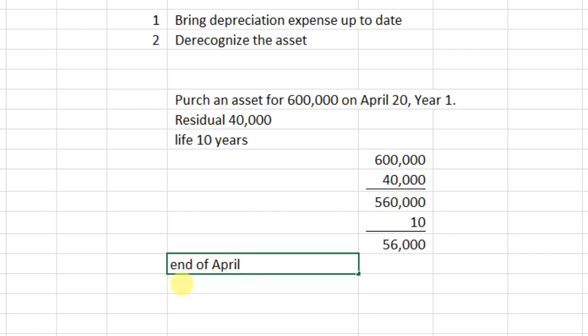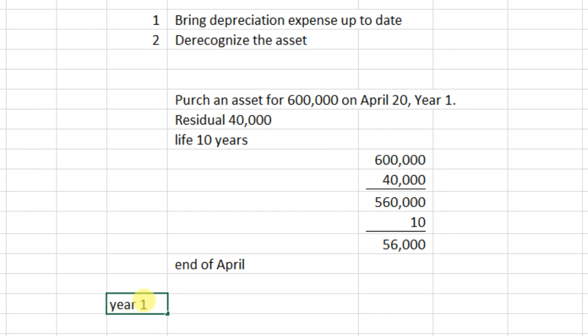So our year 1 depreciation is actually $56,000 yearly amount times 8 divided by 12 months. So 37,333. Now, we didn't do the selling part yet. So let's get a few more years under our belt.